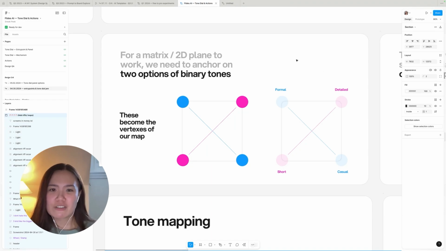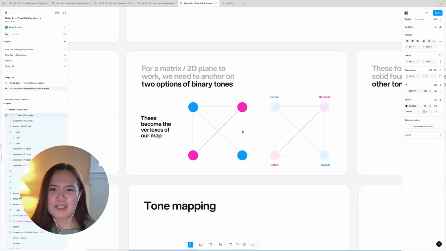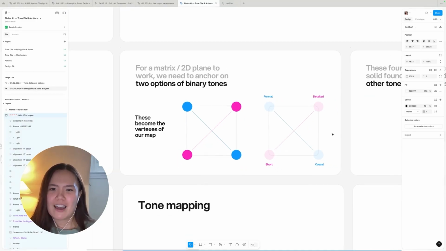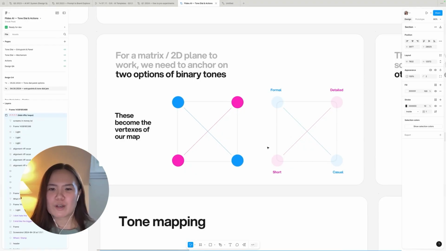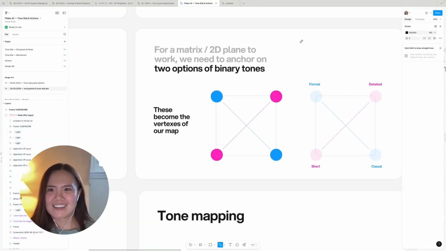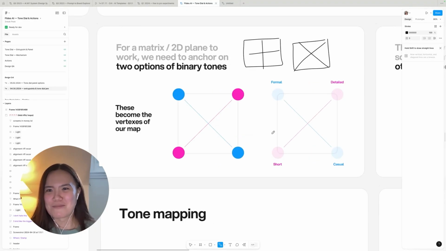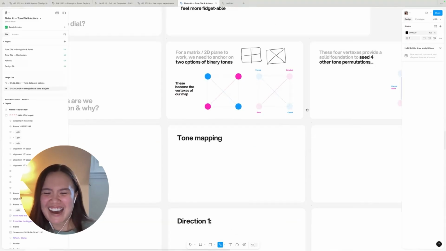My initial exploration was that formal could be here, casual could be here, detailed could be here, and short could be here. The biggest piece of feedback I got was, "This all looks great, but it feels weird that tones are the vertexes. Shouldn't they be more like this instead? Because right now it's like this." So they said, maybe just rotate it 90 degrees and it would make more sense. And I said, oh, you're right. Let's do that. So we did that.